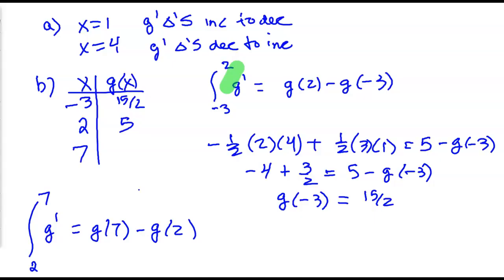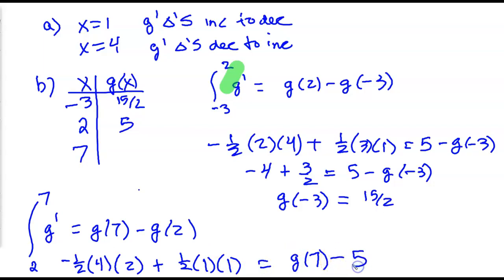So the area is going to be -1/2, and it's negative because it's below the x-axis. The base of my red triangle is 4, and the height is 2. And my positive triangle is going to be 1/2, the base is 1, and the height is 1. G of 7 is what I'm looking for, and G of 2 is equal to 5. So now if I solve everything, on the left-hand side, I'm going to get -4 plus 1/2.